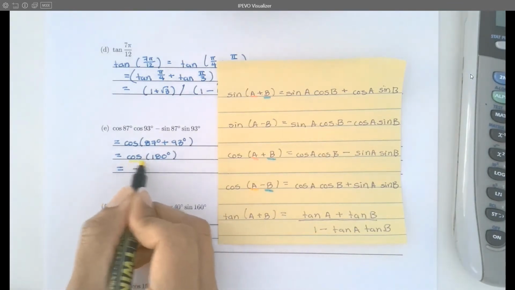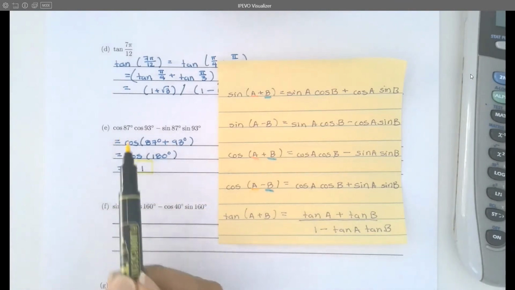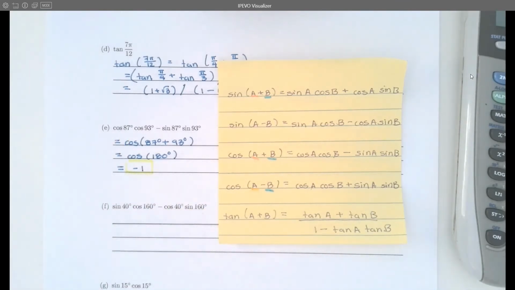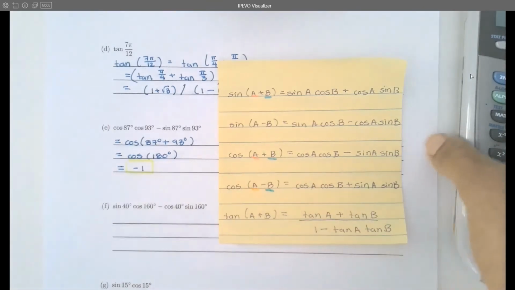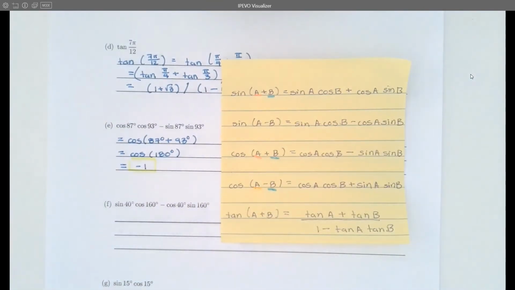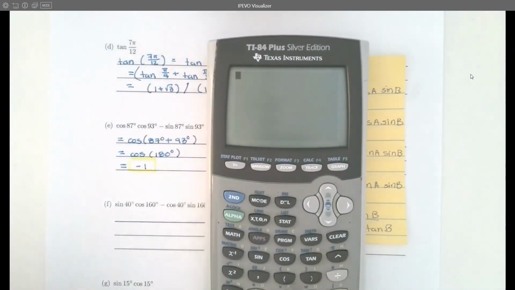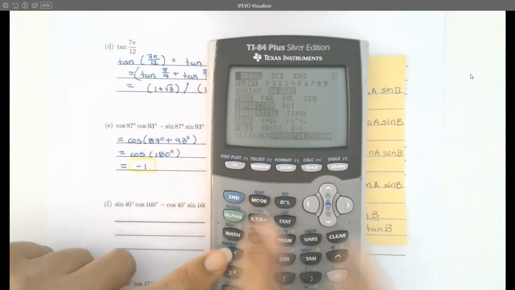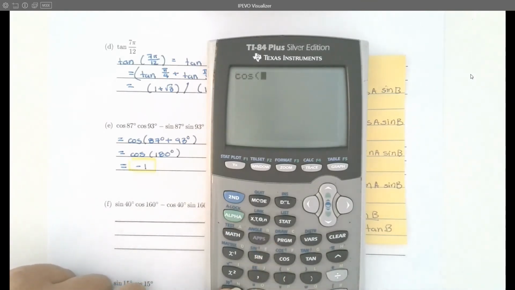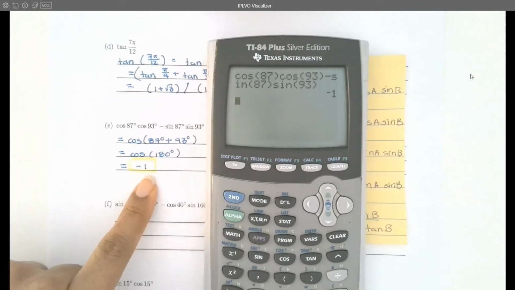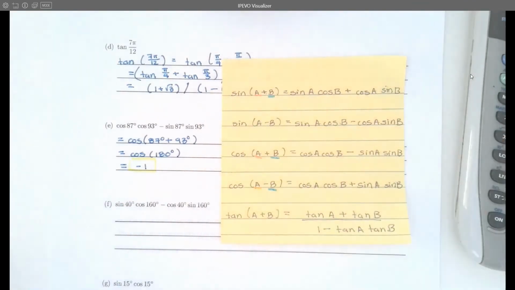And if this seems a little bit suspicious, that something as complicated looking as cosine 87 times cosine 93 minus all this other stuff would be just -1, we can always verify on the calculator. On the calculator, let me just make sure we're in degrees. Yep. If you take cosine of 87 degrees times cosine of 93 degrees minus sine of 87 degrees times sine of 93, we get -1, which is precisely the answer that we got from the sum formula for cosine.